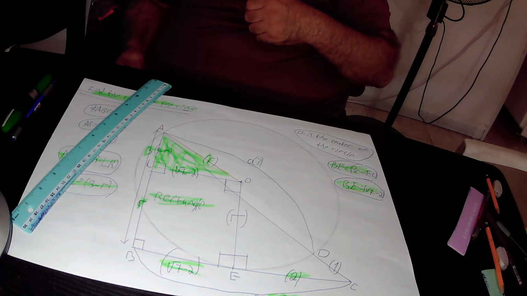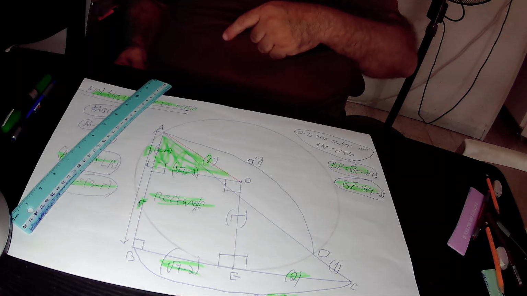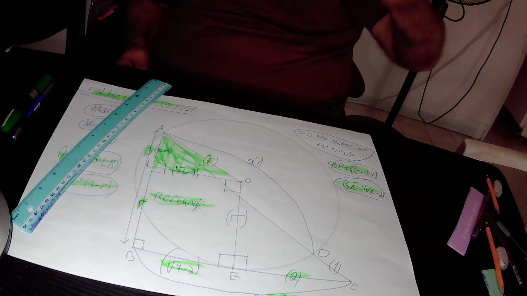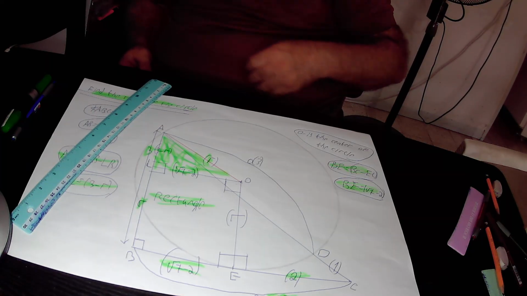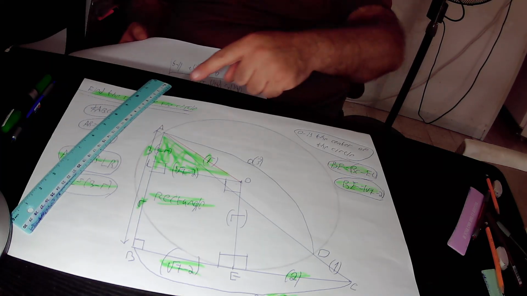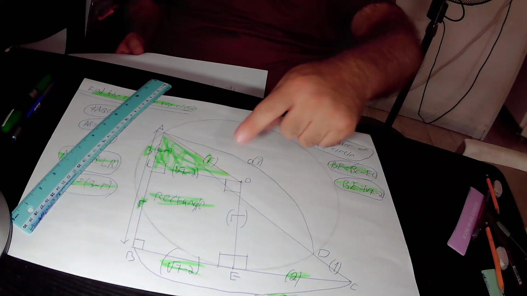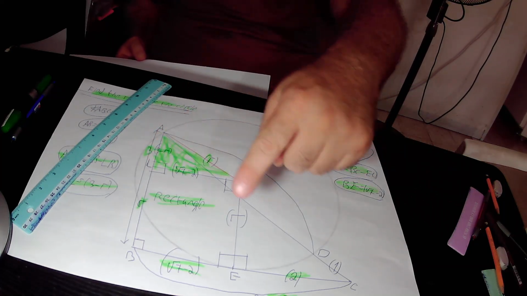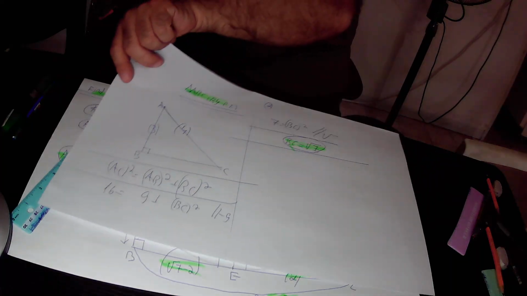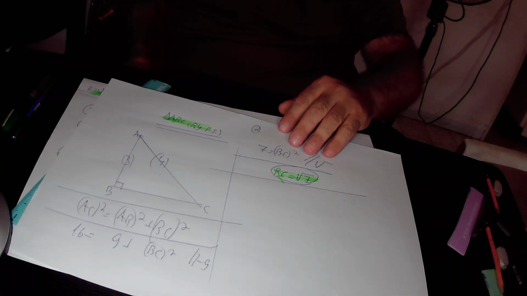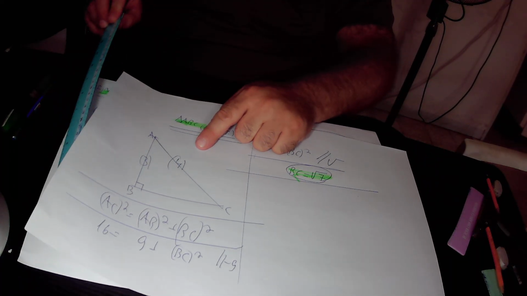In the next step, we implemented the Pythagorean theorem on the big right angle ABC. According to the Pythagorean theorem, in a right angle, the square of the hypotenuse equals the sum of the squares of the perpendiculars. The hypotenuse AC equals 1 plus 3, that is 4. AB equals 3, and BC is the missing side.